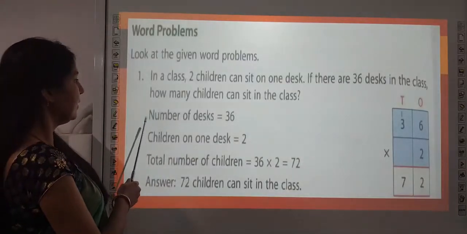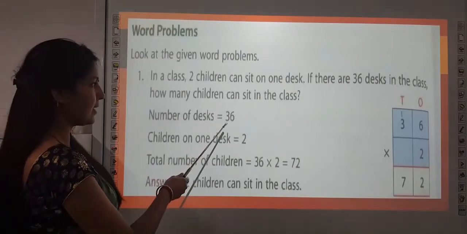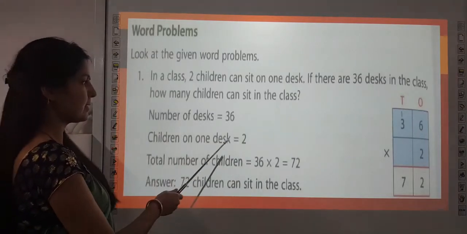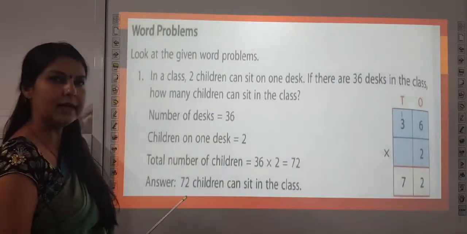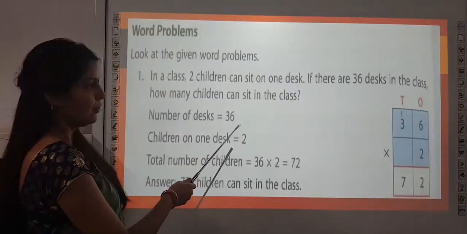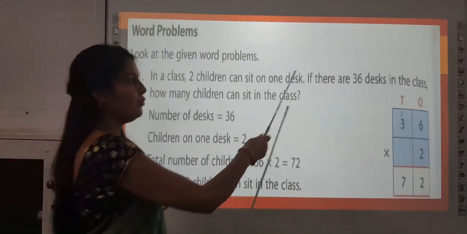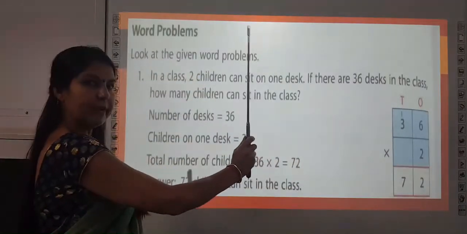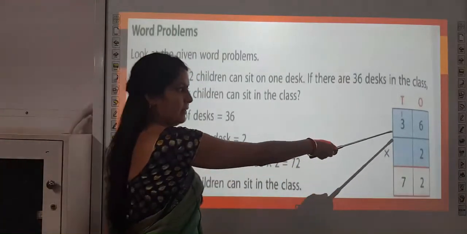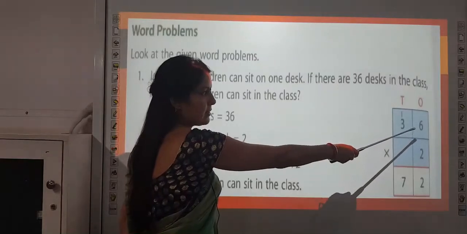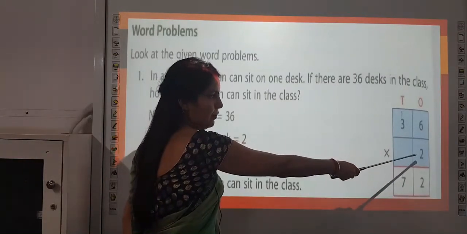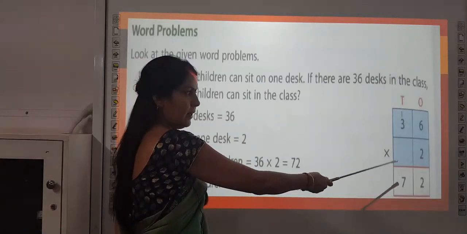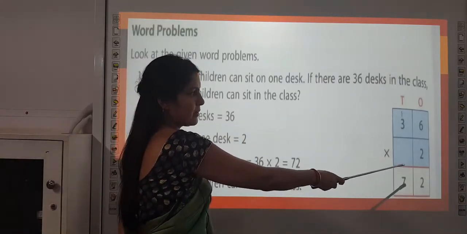Step 1, number of desks. How many desks are there? 36. Children on one desk. How many children can sit on one desk? It is 2. So we are going to multiply 36 by 2. We have to arrange these numbers in columns like this, 36, then below it 2, and in front of 2 the sign of multiplication. Now we will multiply these numbers.